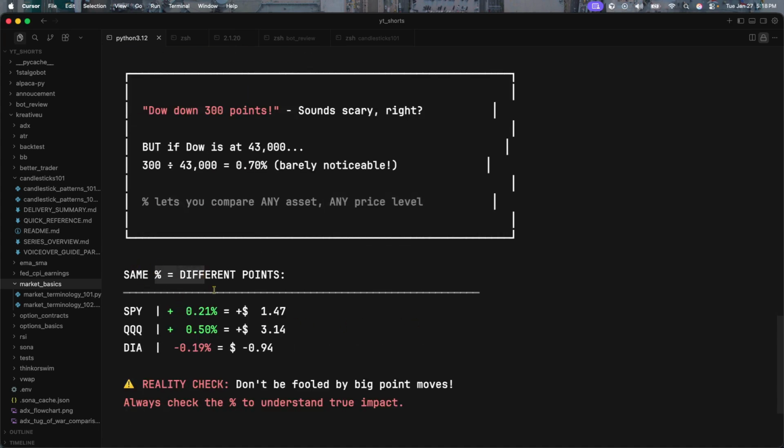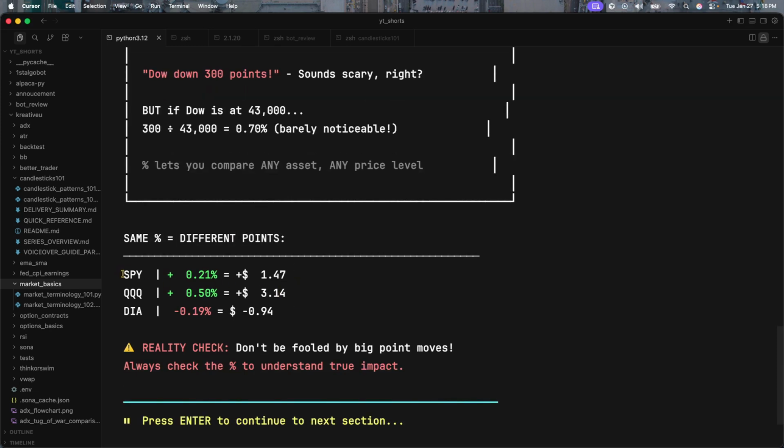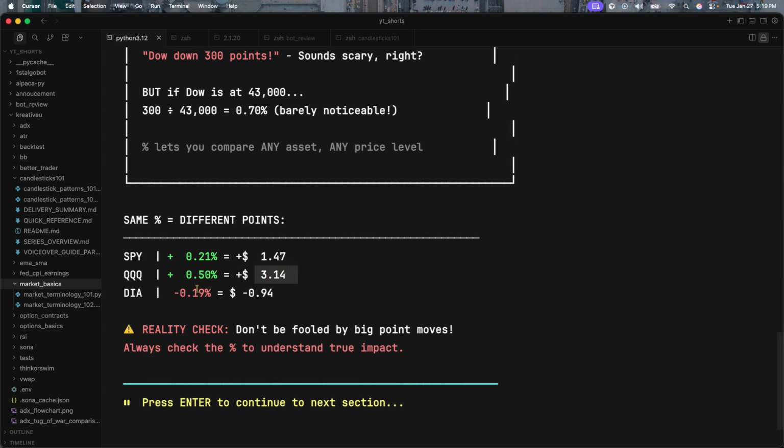So same percentages at different levels, right? SPY is at 21 bips, or 0.21%, which equals $1.47. QQQ is 50 bips, or 0.50%, and the dollar amount is $3.14. And then Dow is 19 bips, or 0.19%, and the dollar amount is $0.94. Reality check: don't be fooled by the big point moves. Always check the percentages to understand the true impact.